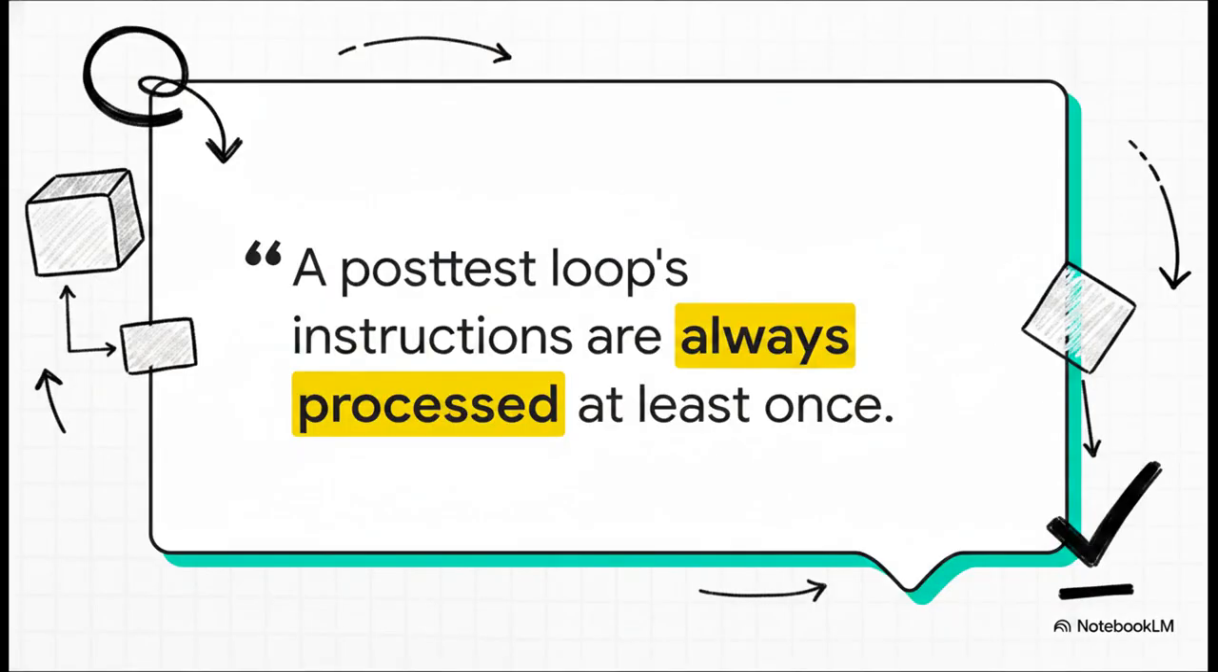Seriously, if you take away just one single rule from this entire explainer, let it be this exact quote. Because the condition is sitting at the very bottom, that block of code is absolutely guaranteed to execute one time, regardless of what's hiding in those variables when the loop first starts.